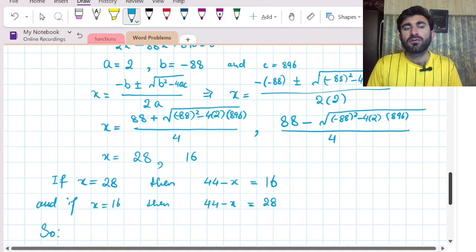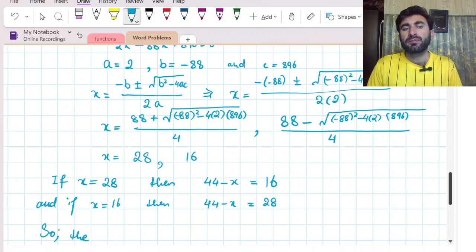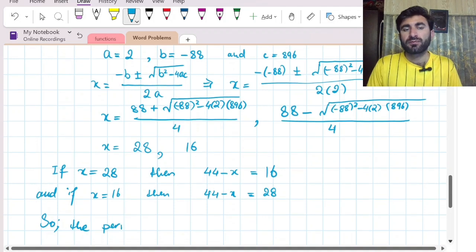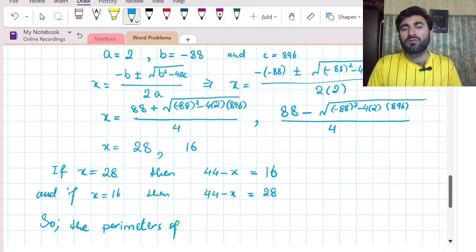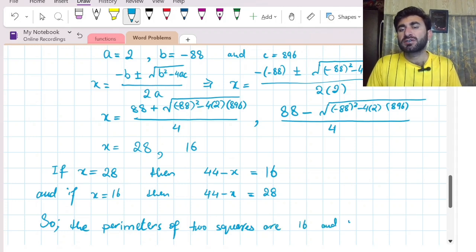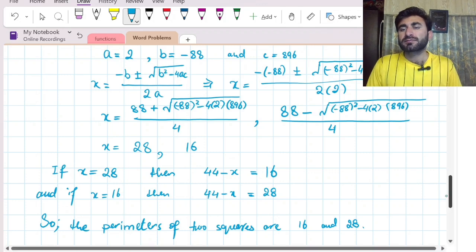So the perimeters of the two squares are 16 and 28. So that is complete over here.